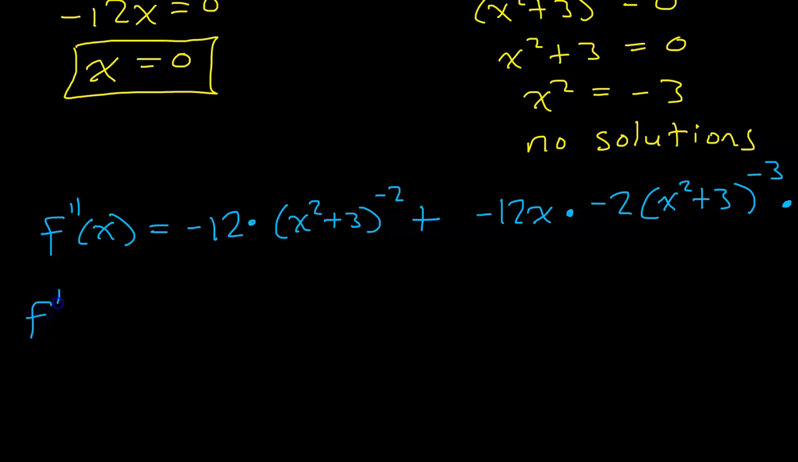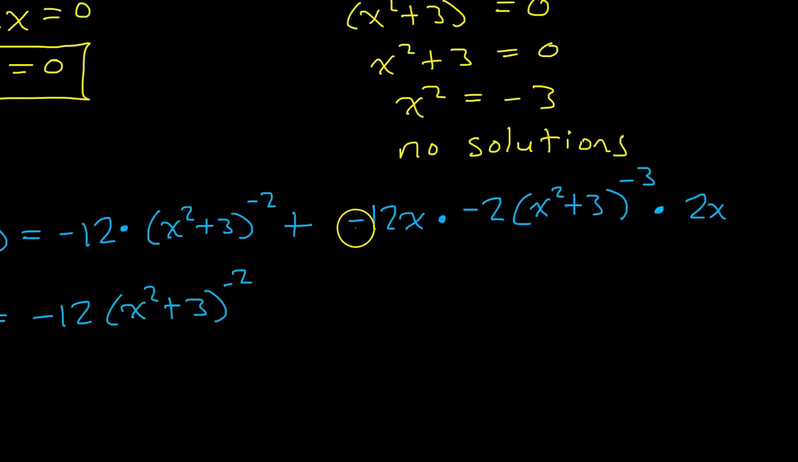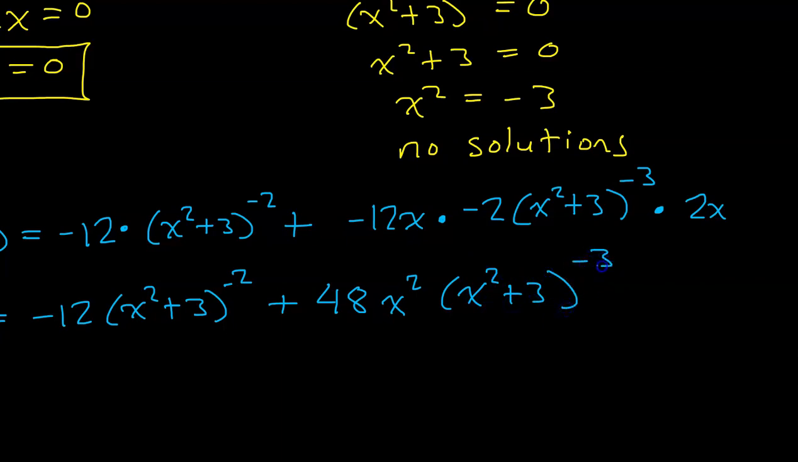So I'm going to have f double prime of x equals, and let's see, I think I'll leave this alone for right now. Negative 12 times (x squared plus 3) to the negative 2 power. What are my signs doing over here? A negative times a negative is a positive. Okay, times another 2. So 12 times 2 is 24, times 2 is 48. So I'm going to have a positive 48. And then I have x and another x, so that'll be x squared. And then the parentheses, x squared plus 3 to the negative 3 power.